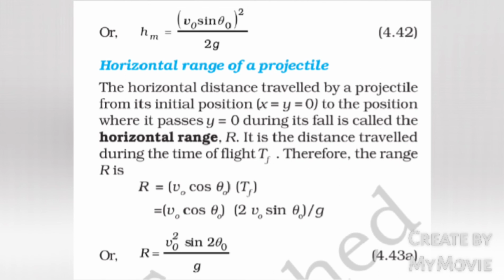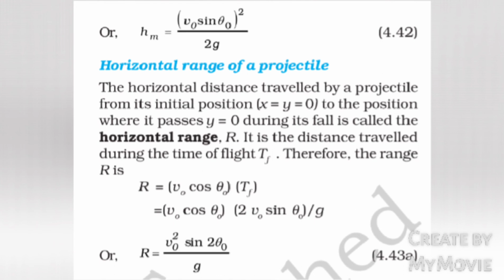Horizontal range of a projectile. The horizontal distance traveled by a projectile from its initial position x equals y equals 0 to the position where it passes y equals 0 during its fall is called the horizontal range R. It is the distance traveled during the time of flight Tf. Therefore, the range R is R equals v naught cos theta naught into Tf, which equals v naught cos theta naught into 2 v naught sin theta naught by g, or R equals v naught square into sin 2 theta naught divided by g.